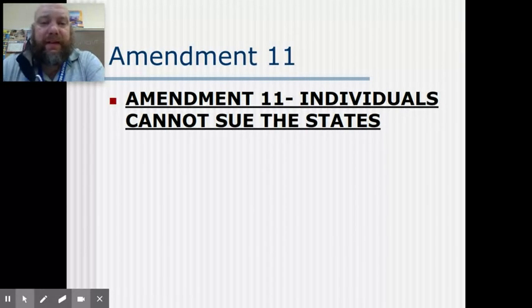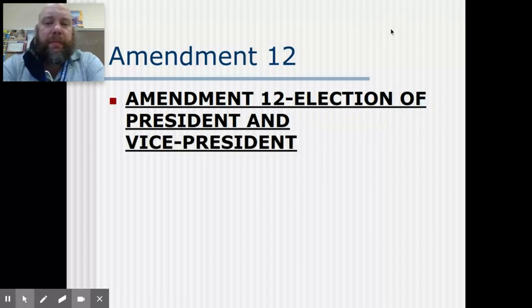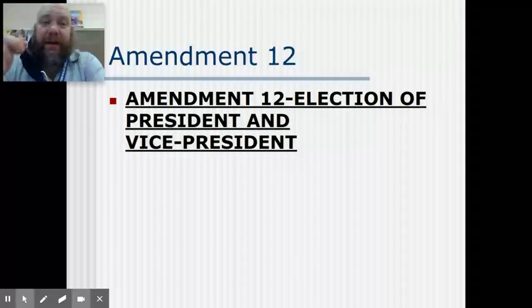Individuals cannot sue the states is Amendment 11. Amendment 12 deals with the election of president and vice president. Used to basically just vote them all on the same ballot, and whoever finished first would become president, and whoever finished second would become vice president.